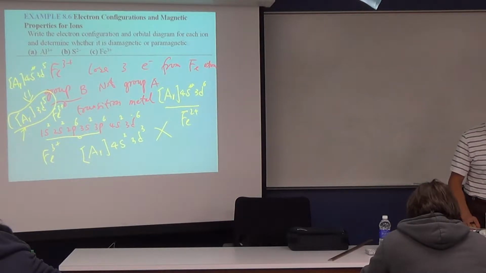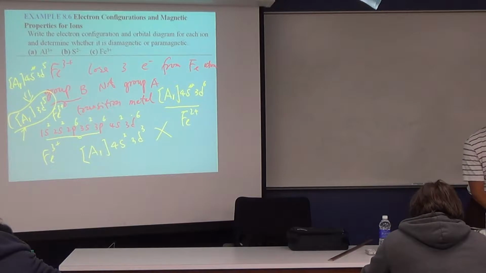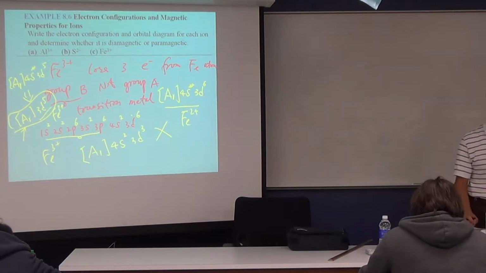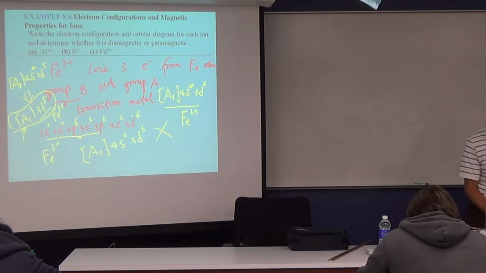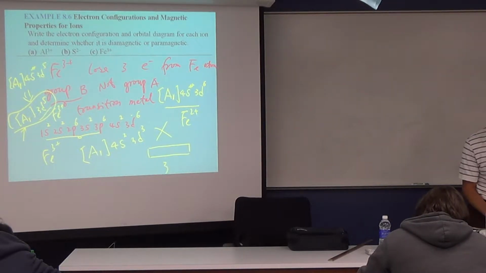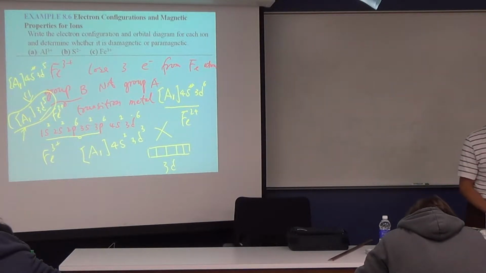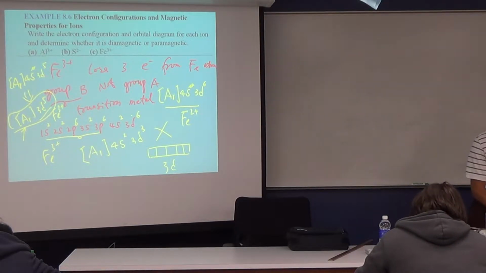Right? Now, so therefore, what you want to examine is what is the arrangement for the 3d5. Right? So 3d5, if you think about it, let's say you use the orbital diagram. Okay? 1, 2, 3, 4, so you have 5 squares. Okay? So what will be the arrangement for these 5 electrons?